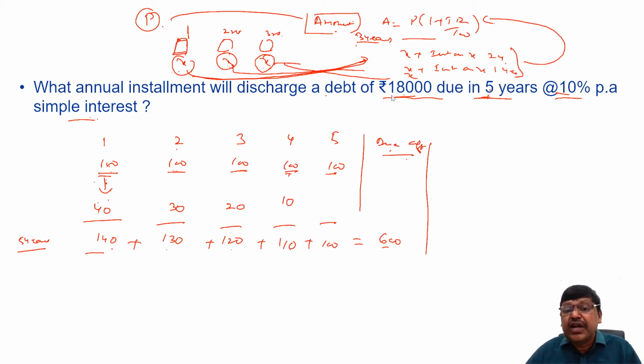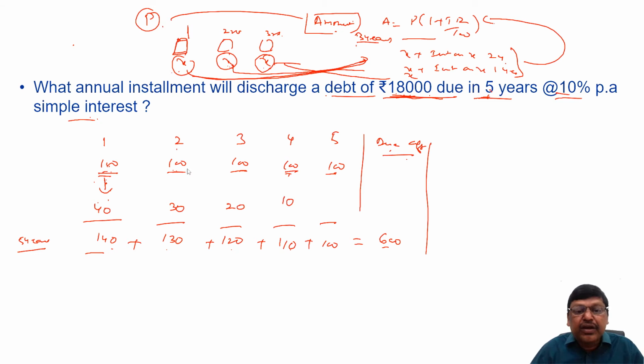Now here there is a debt of 18,000 due in 5 years. This 18,000 is not what I borrowed today. This 18,000 is the amount at the end of the period. If he says I borrowed 18,000 today, then that 18,000 is the principal. But here, a debt of 18,000 due in 5 years means this 18,000 is the amount that should be repaid at the end of 5 years.